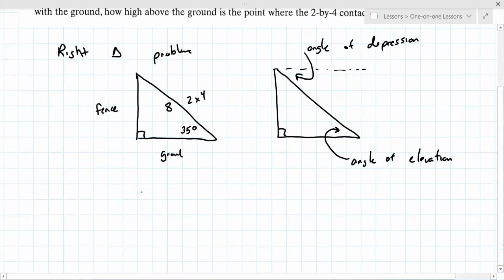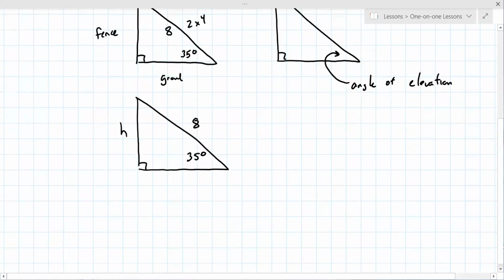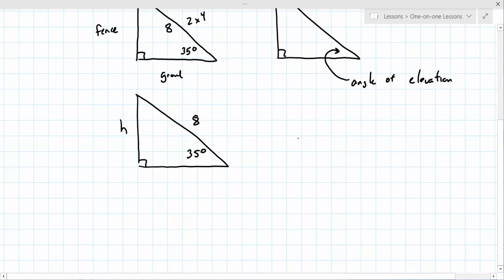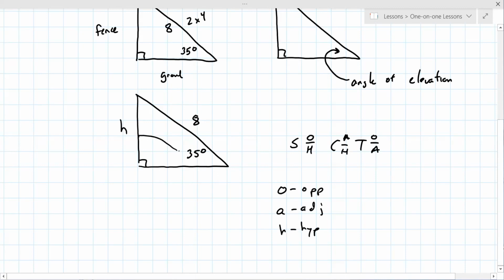So if we redraw this triangle without all this extra information, we have 8, 35, and we're trying to find the height of the fence. We have 3 trig functions that you're supposed to know about: sine, cosine, and tangent. I draw it this way. The O stands for opposite, the A stands for adjacent, and the H is for hypotenuse. So relative to this angle, what is H and what is 8? And these are your 3 options here.